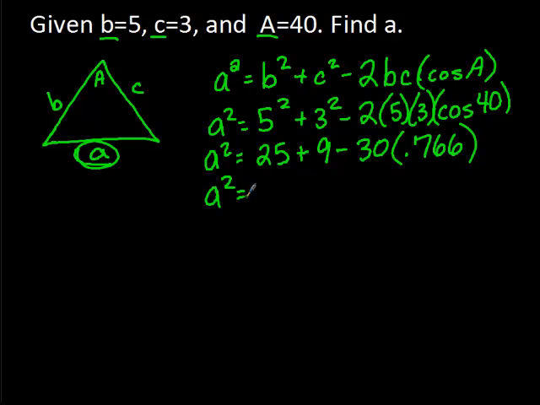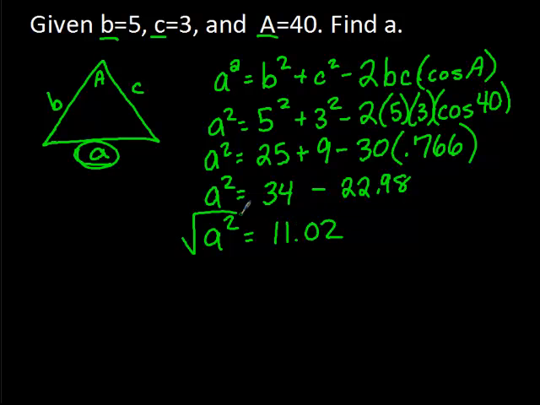The next thing we have to do, combine like terms and do any multiplication we might have. So a squared, once again, stays as it is. 25 plus 9 is 34. 30 times 0.766 gives us an answer of 22.98, and it's still a subtraction problem. So now we have a squared equals 34 minus 22.98. We do the subtraction, we get 11.02. To find out what a is, we take the square root of both sides. We get that a equals 3.32.